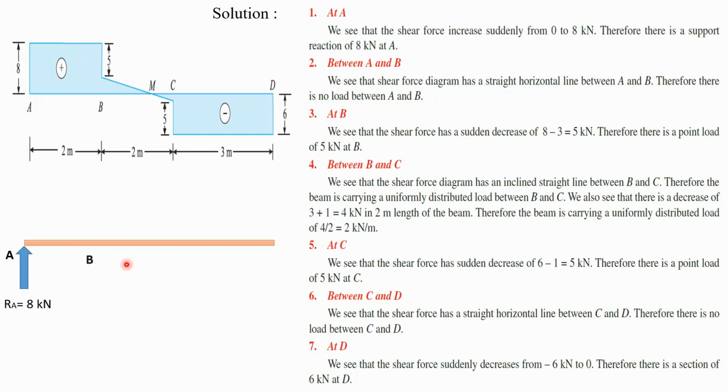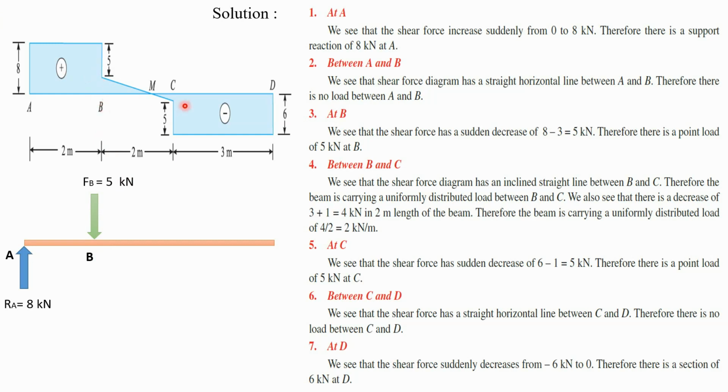Then at point B, the shear force suddenly drops from positive 8 to positive 3. It indicates that definitely some loading is there at point B, which changes the value of shear force from 8 to 3. So we see that the shear force has a sudden decrease of 8 minus 3, which is equal to 5 kilonewton. So definitely there is a point load acting at point B in the downward direction of magnitude 5 kilonewton. So 8 minus 5 gives you the shear force at this point, which is plus 3 kilonewton.